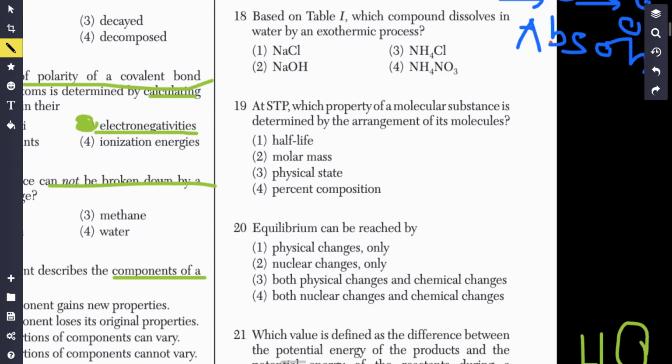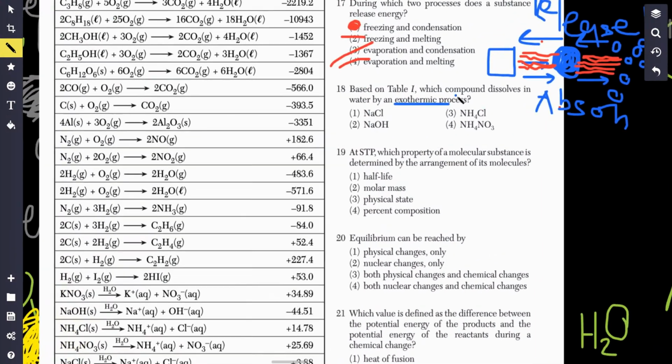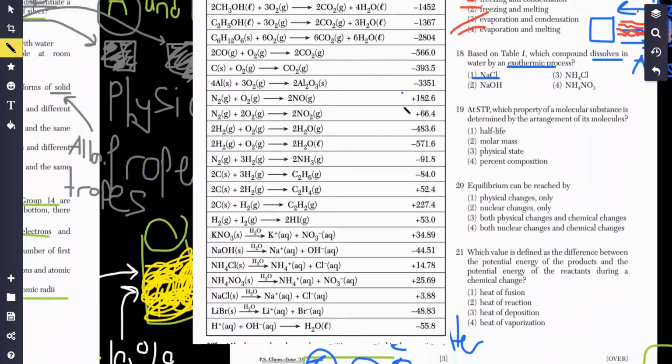Based on table I, which compound dissolves in water in an exothermic process? Exothermic just means that it releases heat. Okay, guys, so I have table I right over here. Which compound dissolves in water by an exothermic process? So let's check NaCl. Where is NaCl?